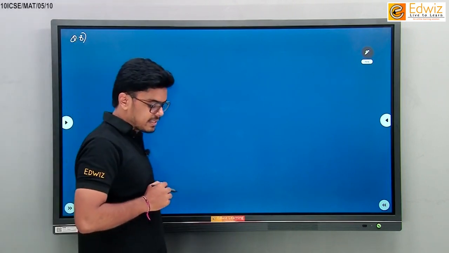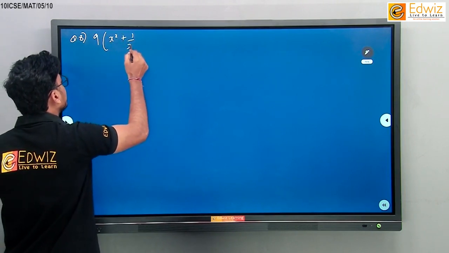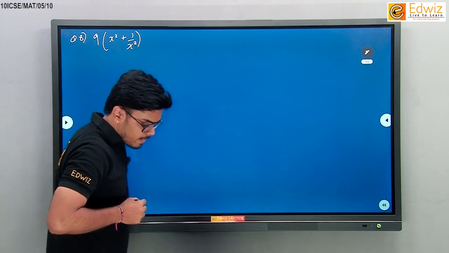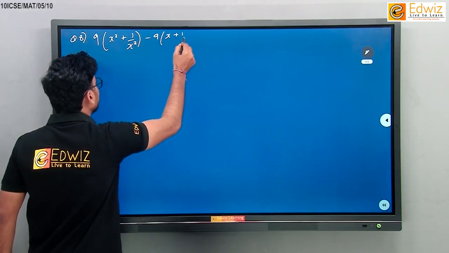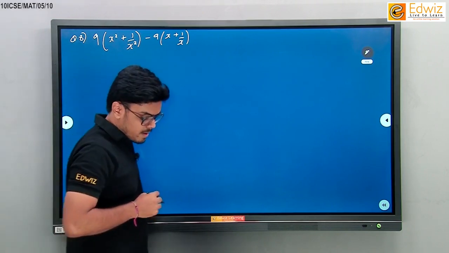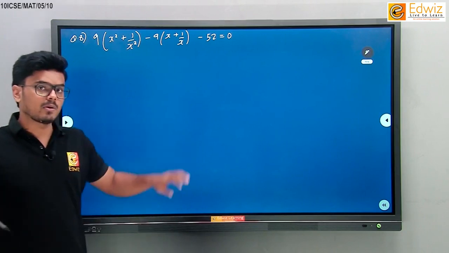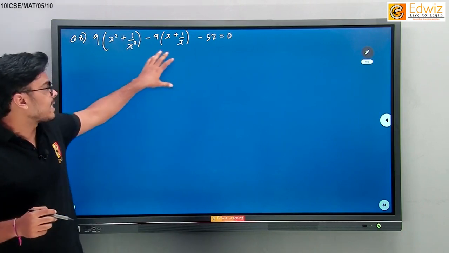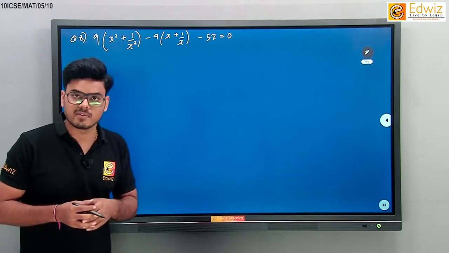The equation given is 9 multiplied by (x square plus 1 upon x square) minus 9 multiplied by (x plus 1 upon x) minus 52 equal to 0. Now in this equation, you can see that the terms are not similar. So what do we assume as some other variable?